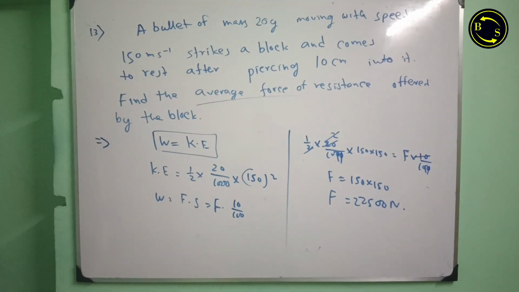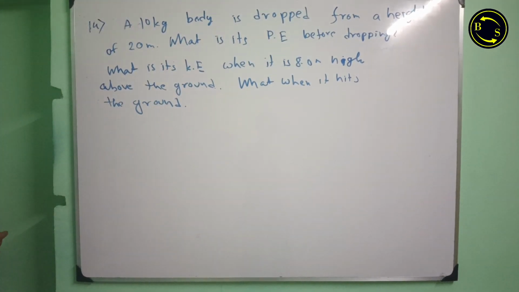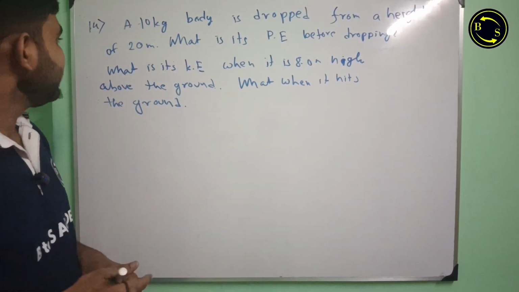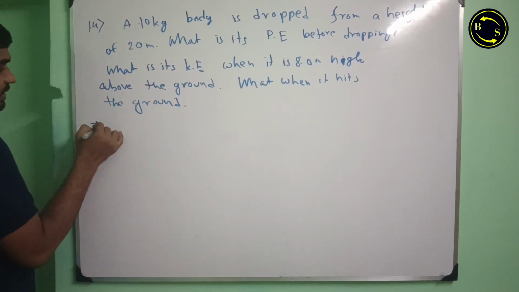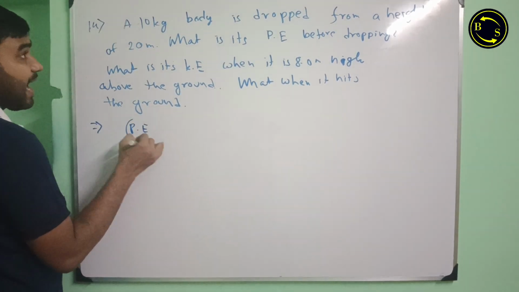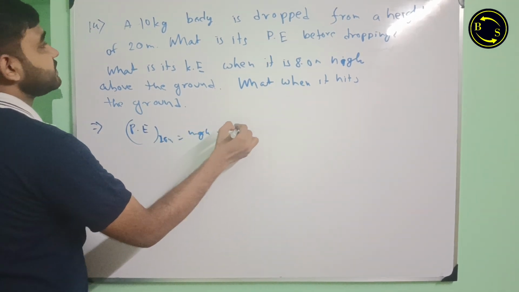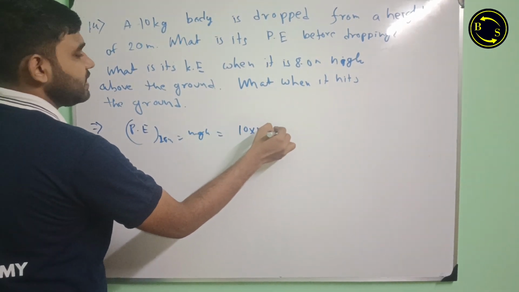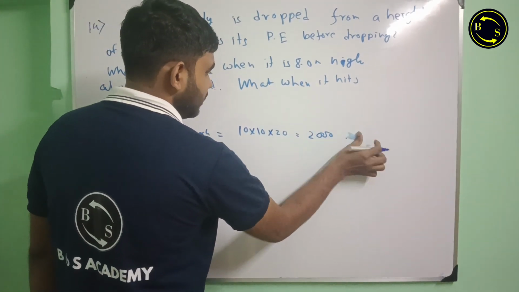Now next, the last problem of today's class: a 10 kg body is dropped from a height of 20 meter. What is its potential energy before dropping? Potential energy at height 20 meter is mgh, which gives us 10 into 10 into 20, then 2000. Okay, 2000 joule.